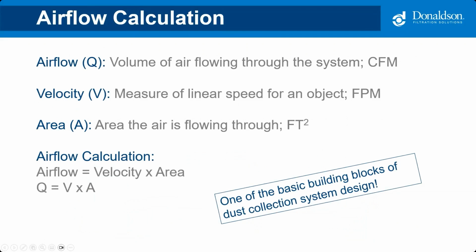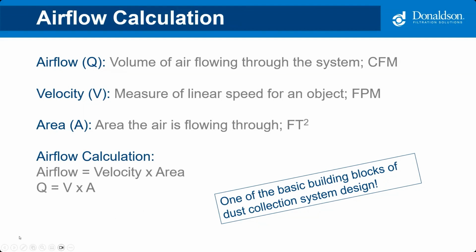So there are a lot of different formulas that we use when we design a system, the most basic of which is Q equals V times A. Q is the volume of air flowing through a system. In the United States, we use cubic feet per minute. V is the velocity, or linear speed, of the air, and A, in our case, is the area of the ductwork that's conveying that dust. This formula is one of the basic building blocks of a dust collection system.